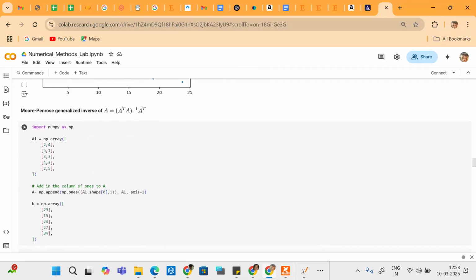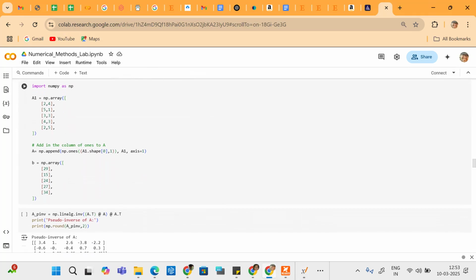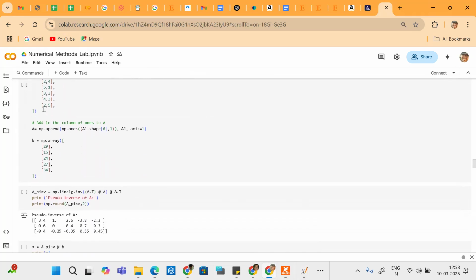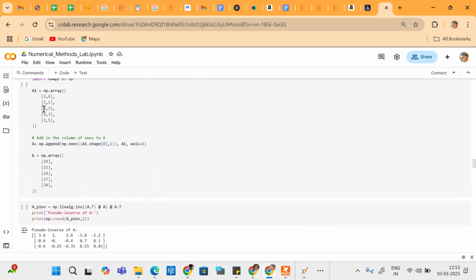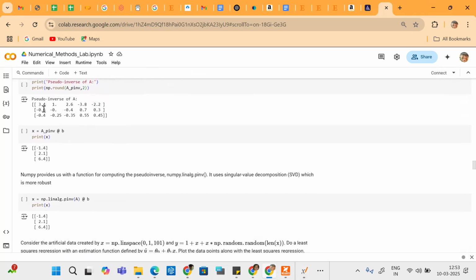Let us come to the Moore-Penrose generalized inverse in Python. I am given this A vector here, and this B vector here. I am using np.linalg.inv, which is a very crude way of doing things: A transpose A, then taking the inverse, multiplying with A transpose, and getting the pseudo inverse. But that is very hard. How can we do this in another way?